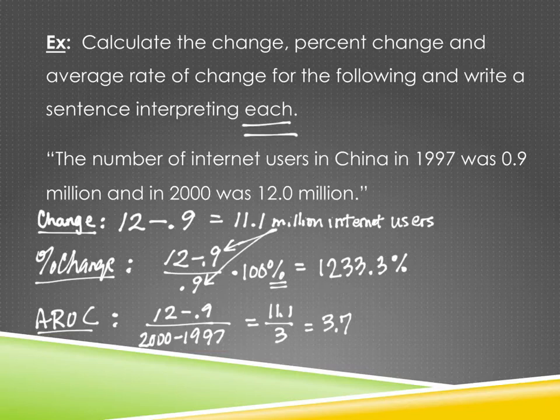Well, what's the units on top? Million users. Million internet users, if you want to be more specific. Per year? And then the denominator's years, so it's per year. That's not always per year, because sometimes our data is spread apart in a number of months, or a number of weeks, or a number of days. But whatever the time frame is, we're looking at the change across.